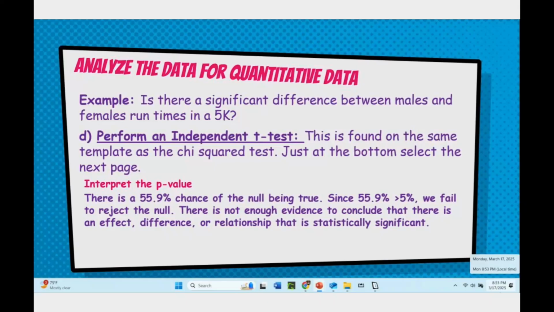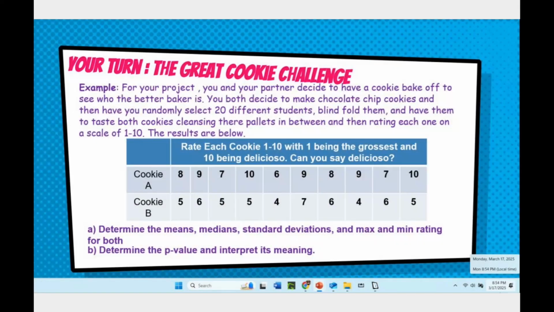There is no relationship. We just use these weird double negative things as we're talking about statistical studies. There's not enough evidence to conclude that there is an effect, a difference, or a relationship that is statistically significant. All right, let's look at your turn. So I'm going to have you guys try this.